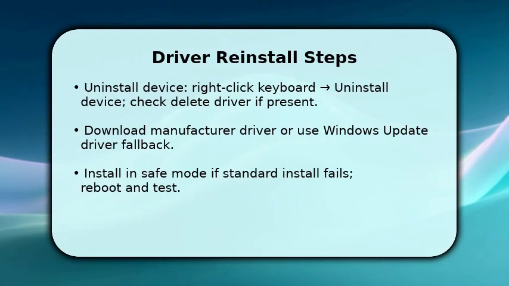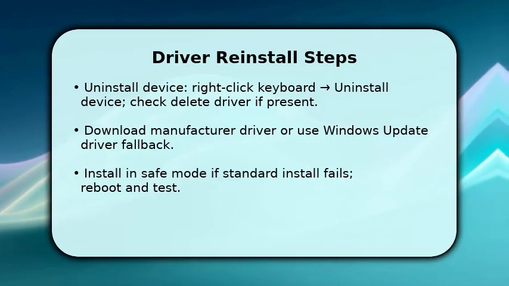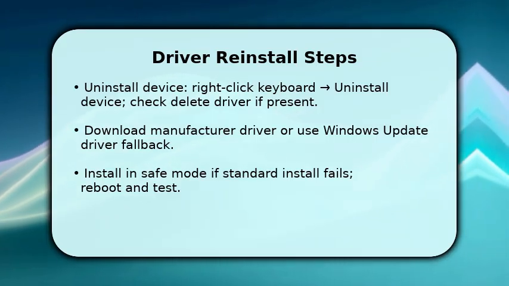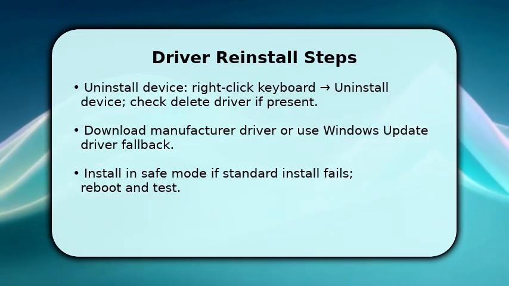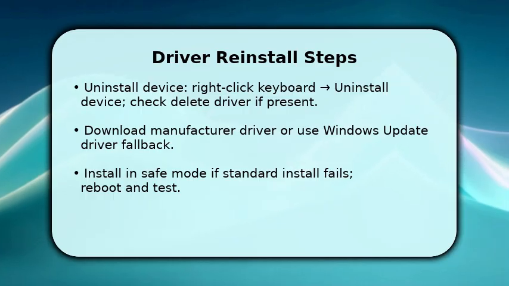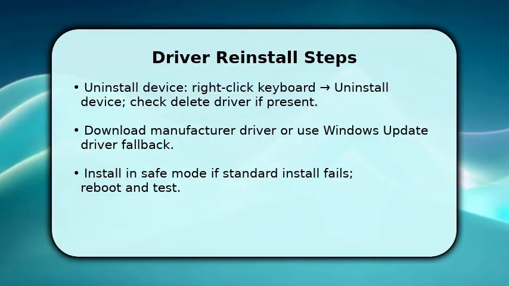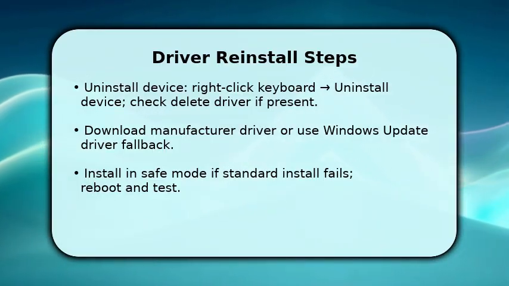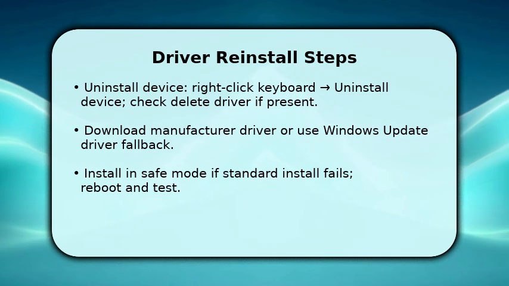You now remove and replace the suspect driver. Right-click the keyboard in Device Manager and choose Uninstall Device. If prompted, check Delete Driver Package to force a clean reinstall. Next, get the correct driver from the keyboard maker or let Windows Update fetch a WHQL-signed driver. This avoids mismatches. If the regular install fails, boot into safe mode and run the installer there, because safe mode prevents interfering software from blocking driver files and ensures a clean write to system folders.